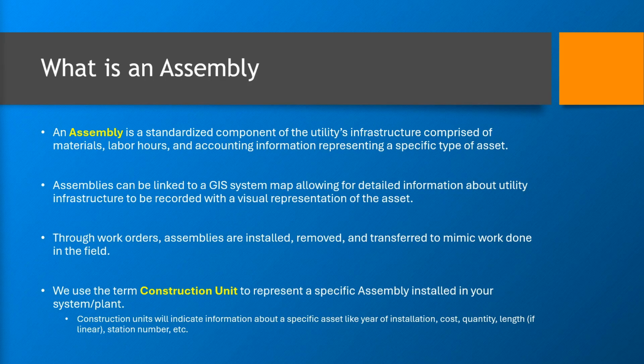The term construction unit is also commonly used to represent a specific assembly installed in your system. Construction units will indicate information about a specific asset, such as the year of installation, the cost, quantity, length, and any other pertinent information, such as station number.